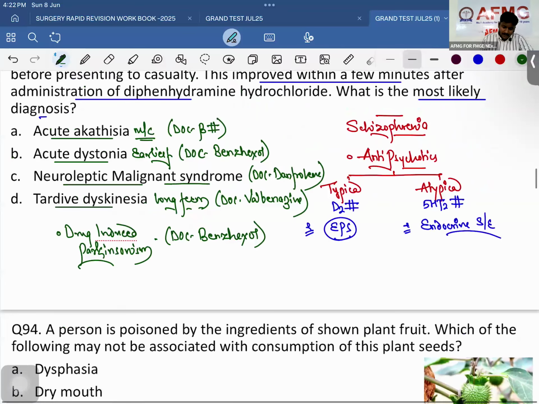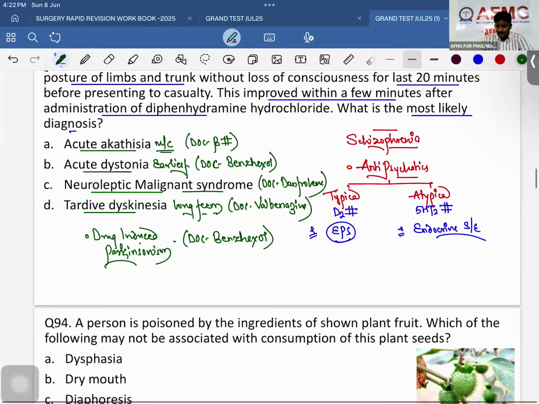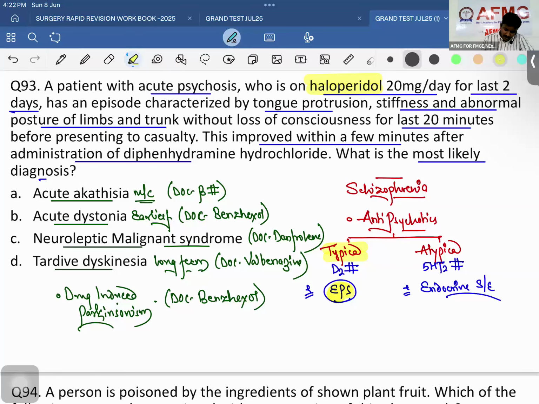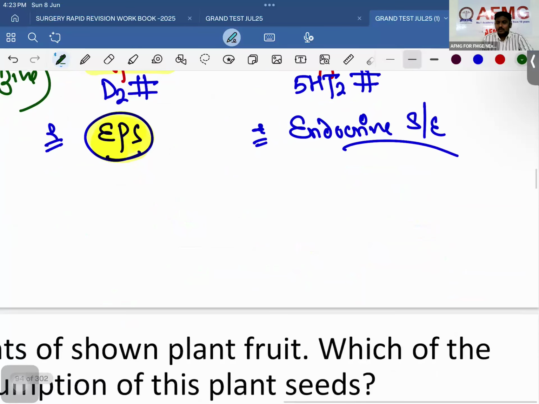trihexyphenidyl. Now, this was about the side effects of typical antipsychotics, known as extrapyramidal side effects. We know haloperidol is a typical antipsychotic, so it can cause extrapyramidal side effects, where there is tongue protrusion, stiffness, abnormal posture. That is due to sudden spasm in a group of muscles, and that is nothing else but a diagnosis of option B, that is acute dystonia. Clear?